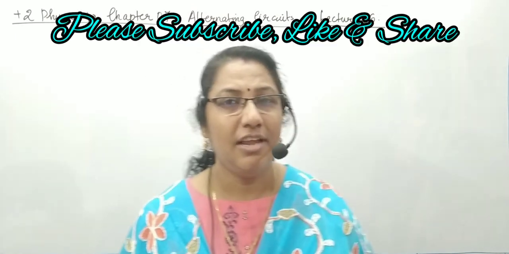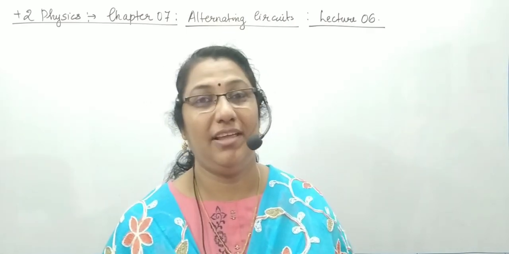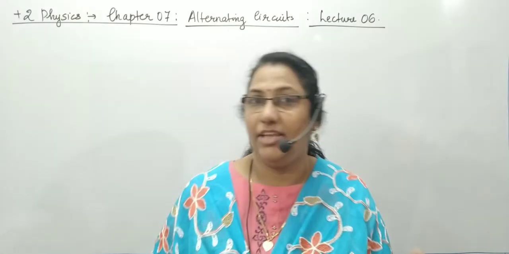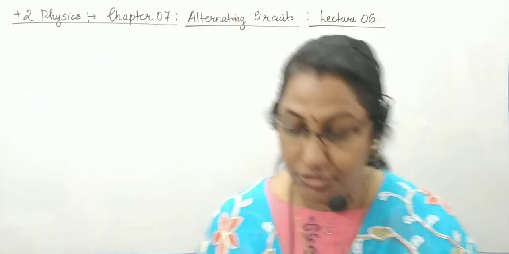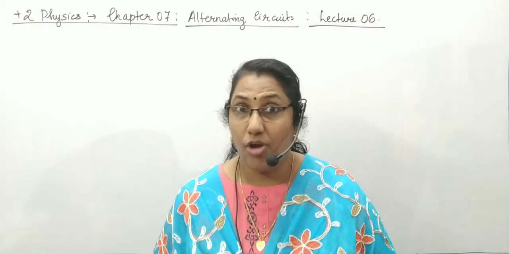This is a new, very small lecture on our AC topic. We have to discuss two small devices. The first one is a choke coil and the second one is a transformer. Today we are going to discuss these two devices related to our AC alternating circuit.